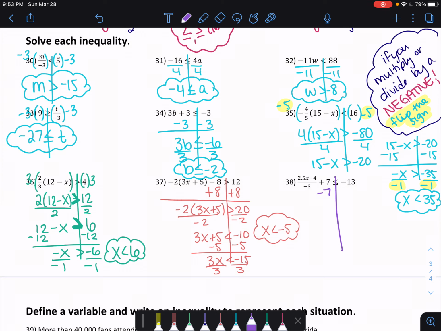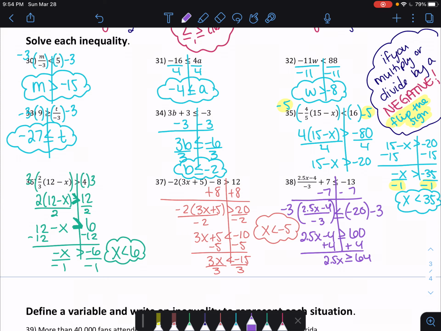On number 38, I'm going to subtract 7 from both sides first. So 2.5x minus 4 divided by -3 is less than or equal to -20. When I multiply by -3 on both sides, I get 2.5x minus 4 is less than or equal to, nope, forgot to flip my sign, greater than or equal to positive 60. Then I'm going to add 4, so 2.5x is greater than or equal to 64.